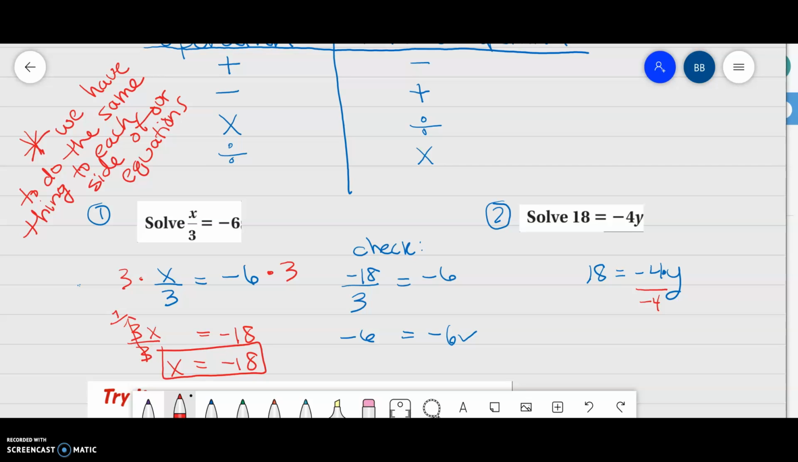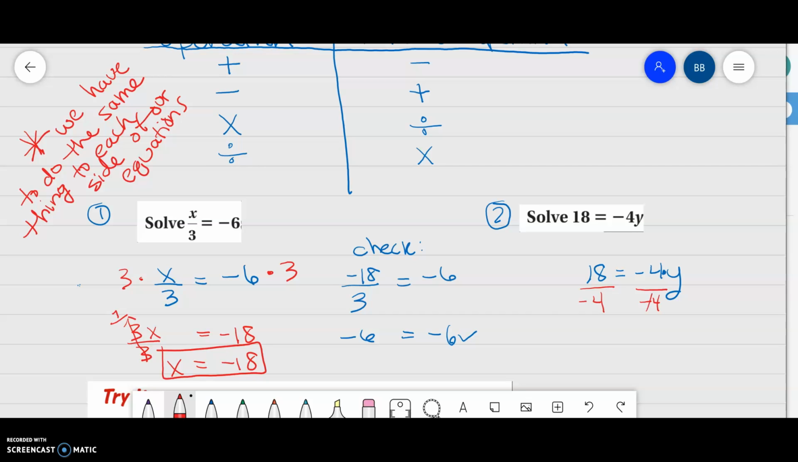And if we do something to one side, you guessed it, we have to do the same thing to the other side. All right, and I want you to show these inverse operations. So here, our inverse operation of multiply by 4 is divide by 4. So I want you to show that step for credit. Okay.